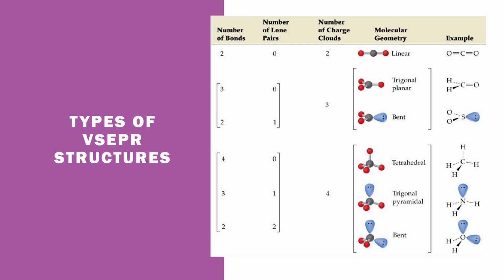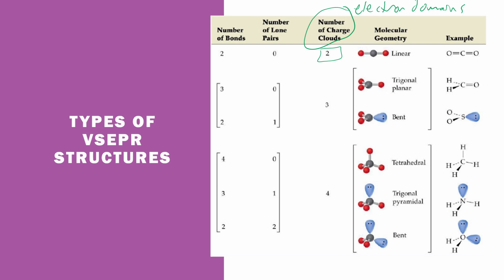Okay, so let's look at the first sets of structures. Now, if you only have two areas of bonding, or areas of electrons really, around a central atom, it must be linear. In this diagram it says number of charge clouds. We also call those electron domains, just areas of electrons. And if there's only two areas of electrons around a central atom, then it's linear. They have to spread out evenly.